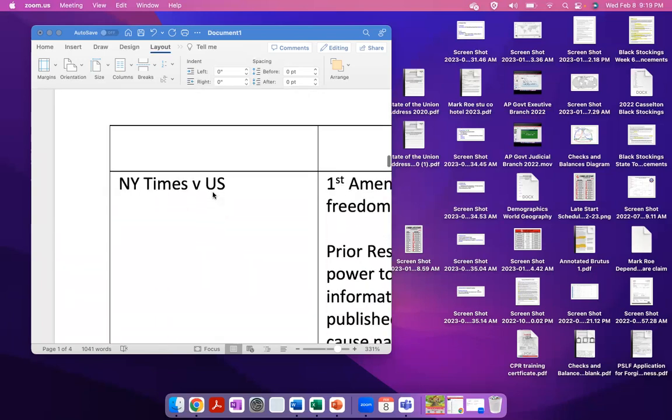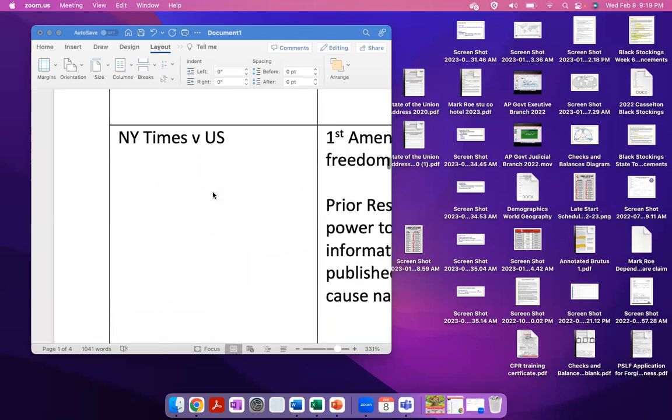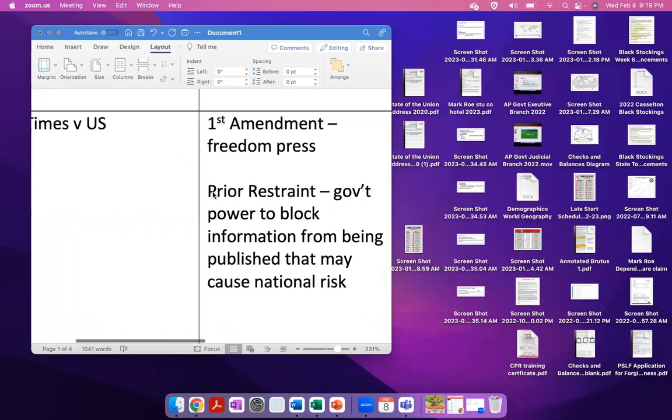Continuing on. So another freedom of speech case, in this case freedom of the press, is the New York Times case. A term to remember with this one is prior restraint. Prior restraint is the government's power to block information from being published that could cause some sort of national security threat or risk. In this case, the New York Times had gained access to the Pentagon Papers. The Pentagon Papers were classified documents that more or less pointed out that the United States had a bigger involvement in the Vietnam War than what they had led people to believe.